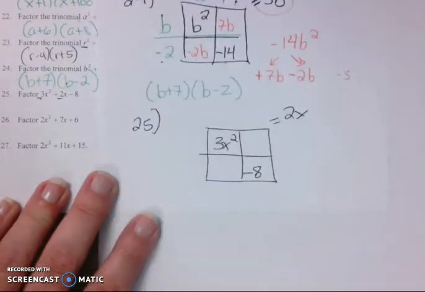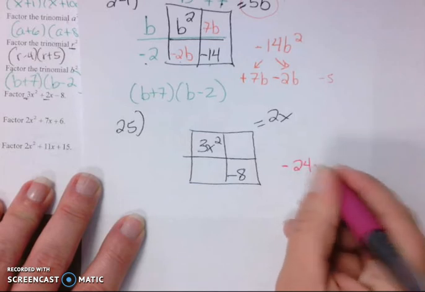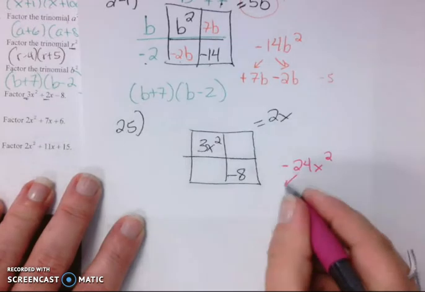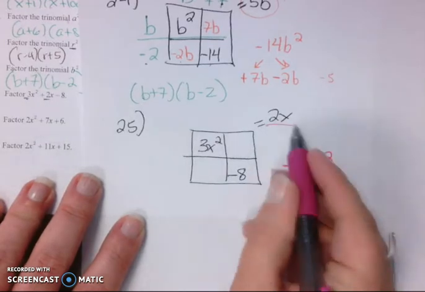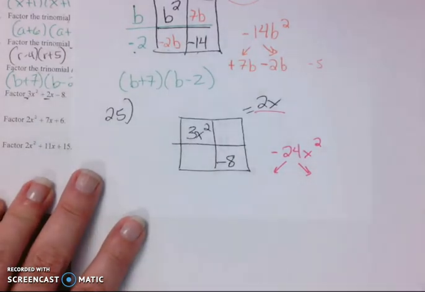Multiply these together. This is where it becomes a little bit harder. We now have a bigger number to deal with. So negative 8 times 3 is negative 24. So factors of negative 24 that add to 2. Since it's a small number, and this is negative, the numbers have to be close together.